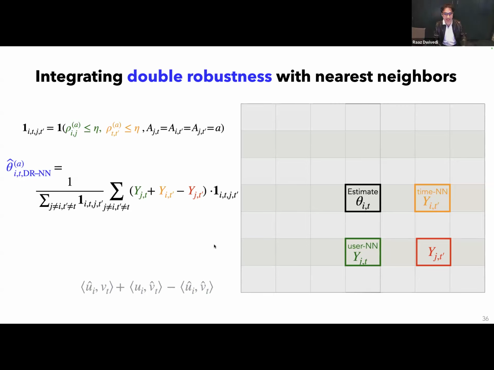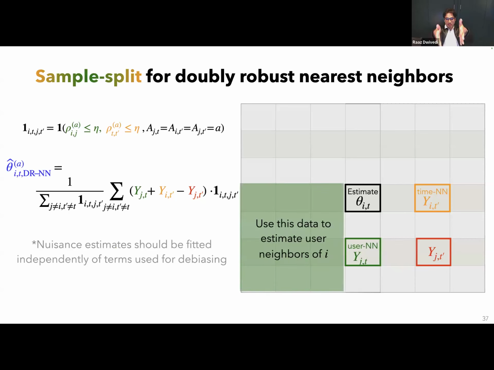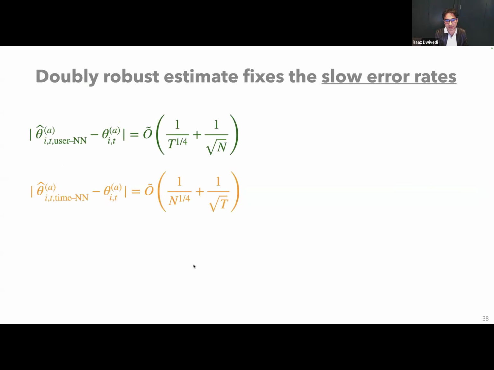I mean, this is one of the last slides. So I just want to explain, to ensure these nuisance estimates are fitted independently of where you do your correction, basically means you need to find user neighbors independent of where you're going to do this averaging. So the analogy would be to use this left green block to estimate the user neighbors and the top right block to get the time nearest neighbors. And then you're free to use whatever entries from here because you're never touching them before computing these estimates. So here the nuisance estimates are who are the neighbors, because they capture the U hat and the V hat implicitly. So they need to be estimated somewhere else, not where you're correcting. That's the idea.